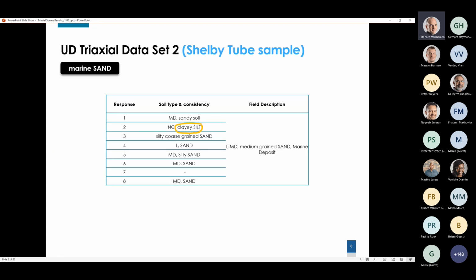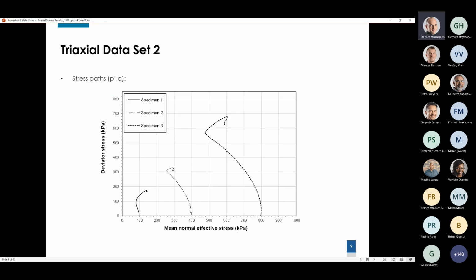Right. Triaxial test number 2, or data set number 2. This was another tube sample, undisturbed, in this case of a marine sand. And overall, the respondents identified the material as a sandy soil, with one of the respondents again leaning towards silty material. The stress paths in this case consistently showed us initial contraction and then phase transfer onto dilation. And being a tube sample and being such uniform stress paths, we have more confidence in interpreting these as a single material.